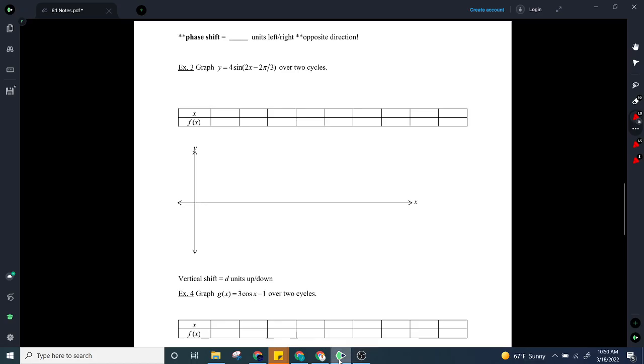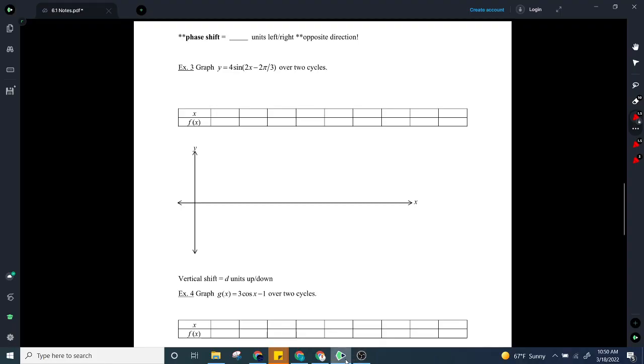All right, so let's pick up where we left off. We've talked about amplitude and period and how those affect the graph. Let's get into phase shift and vertical shifting and how those are going to add on to what we're doing.